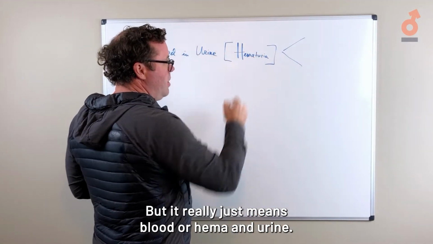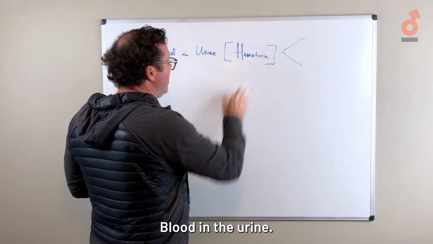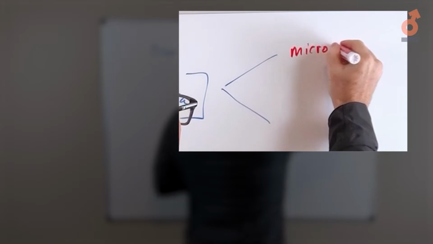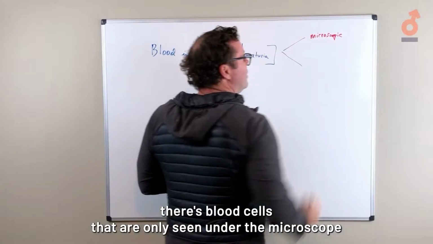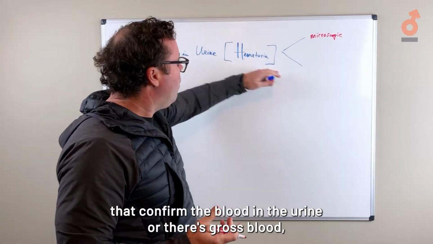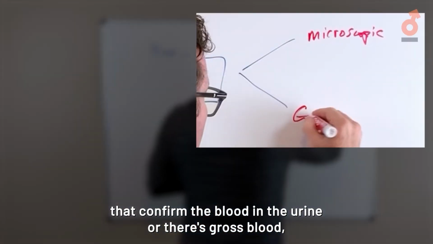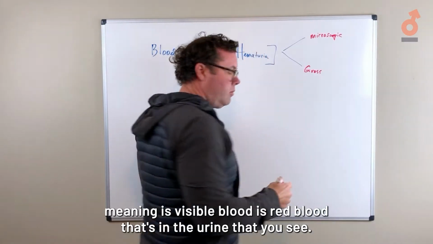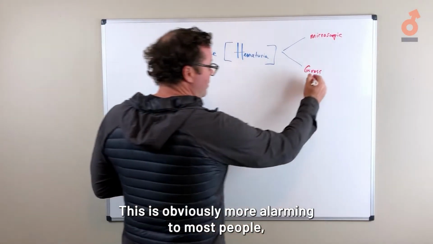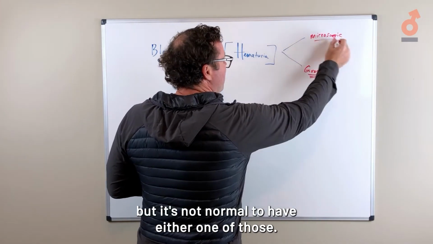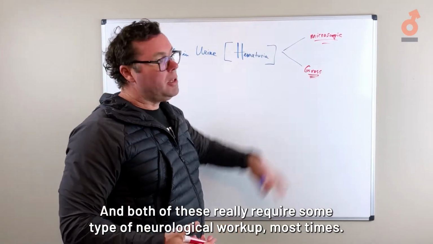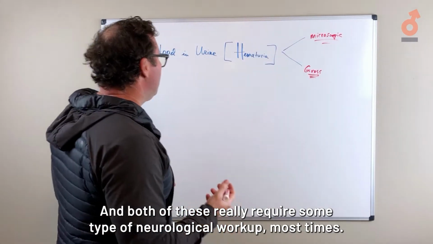or hema and urine. Blood in the urine can be microscopic, meaning there's blood cells that are only seen under the microscope that confirm the blood in the urine, or there's gross blood, meaning it's visible blood. It's red blood that's in the urine that you see. This is obviously more alarming to most people, but it's not normal to have either one of those, and both of these really require some type of urological workup most times.